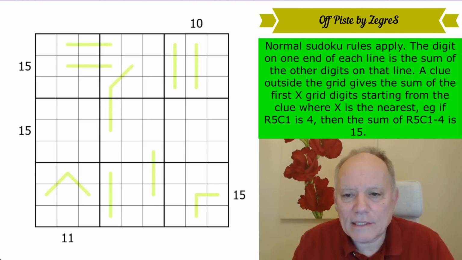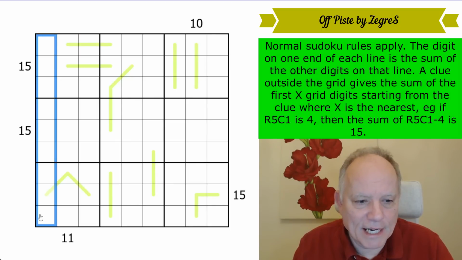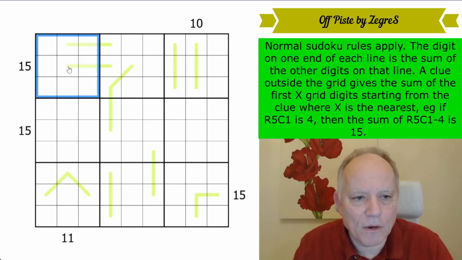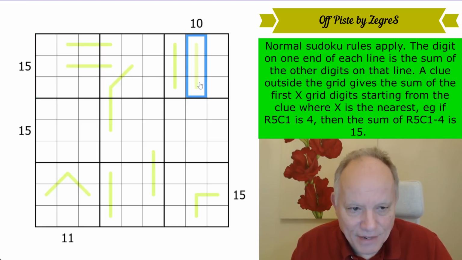So let's have a look at what we've got. Normal Sudoku rules apply: 1 to 9 will sit in every row, column and 3 by 3 box somehow. Headless arrows. I hope you can see these lines, they're sort of lemon yellow.